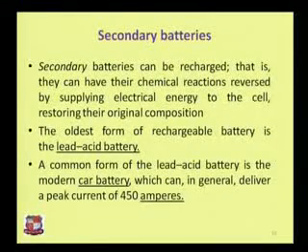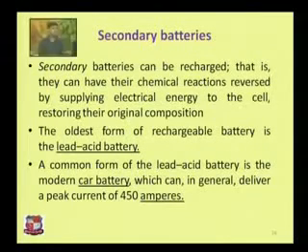Okay, so now what are secondary batteries? We use the term batteries when we have more than one cell, right? Secondary batteries can be recharged, that is, they can have their chemical reactions reversed by supplying electrical energy to the cell, restoring their original composition.